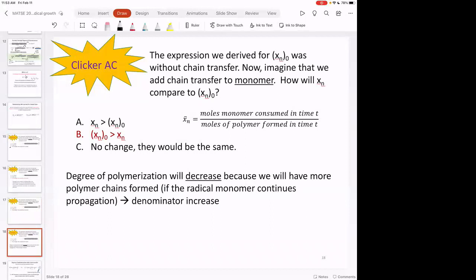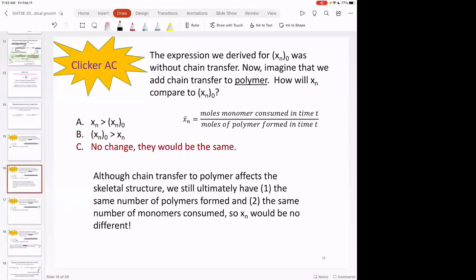Let me stop the clicker here, and we can think about this. The degree of polymerization will decrease because we have more polymer chains formed, and so the denominator increases. We actually chew up the numerator a little bit too, and so X bar n goes down. But the main thing is that we form a polymer and terminate it without consuming any monomer, so the denominator goes up. And so this is always going to be the case that with chain transfer to anything but the polymer, X bar n0 is always going to be greater than X bar n.